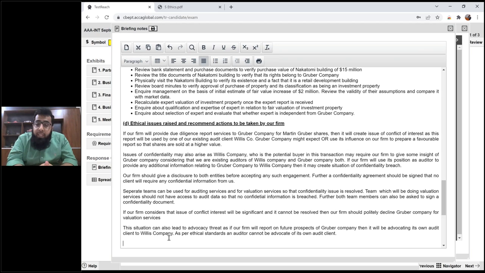Okay, one student has identified a point that we can use independent review in our audits if we are providing this service. Yes, you can write that also. Now, let's include one more point. A self-review threat may also arise while auditing Willis company financial statements if Willis company invests in Martin Gruber shares.